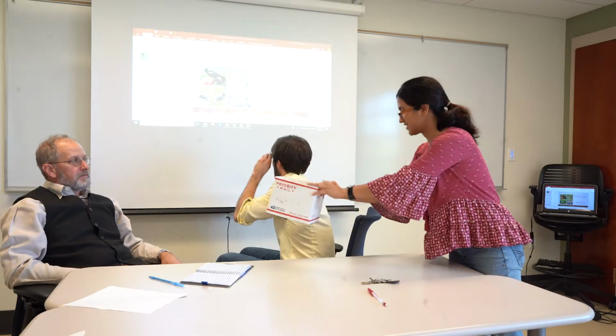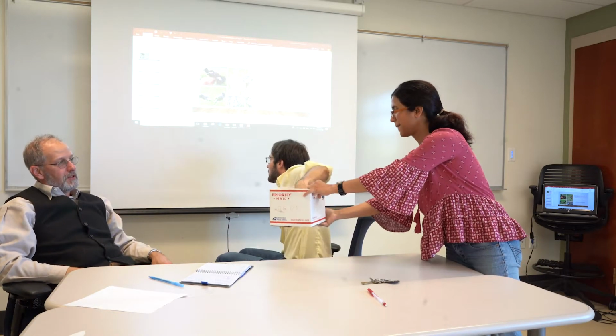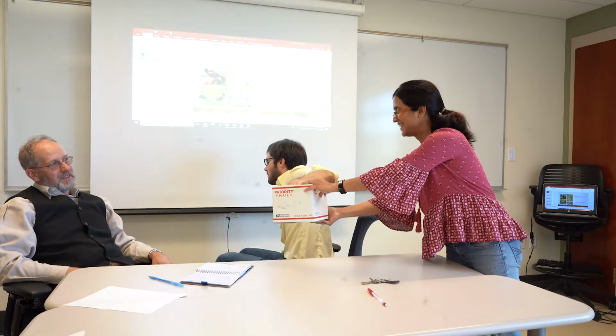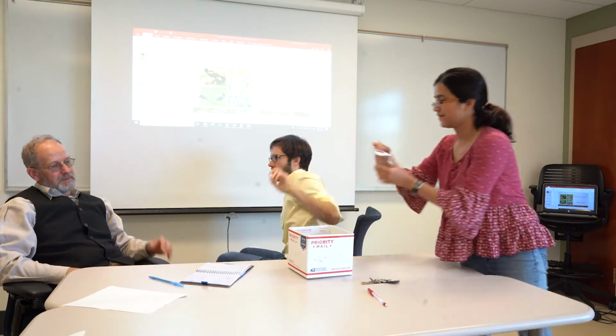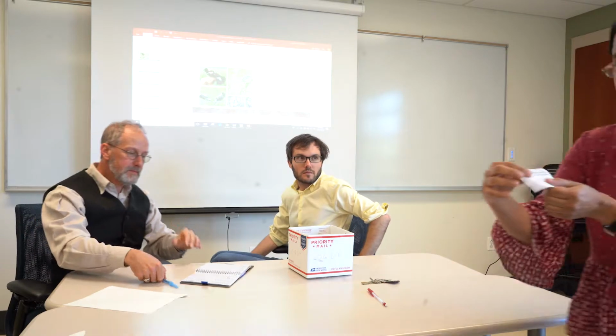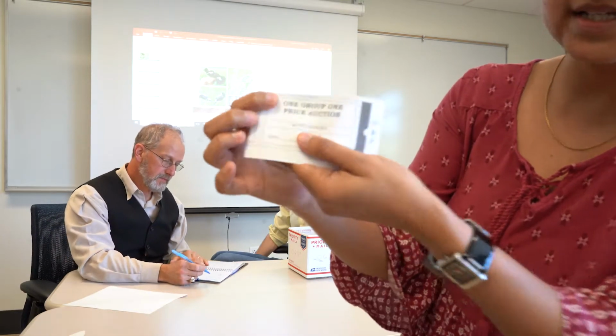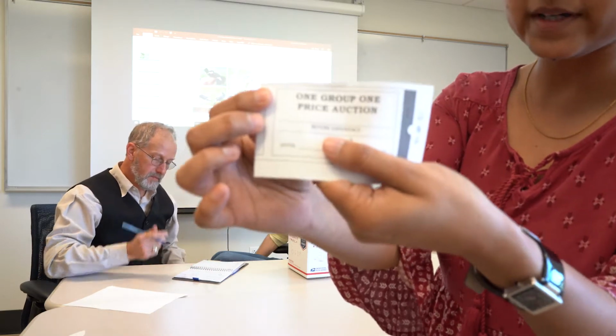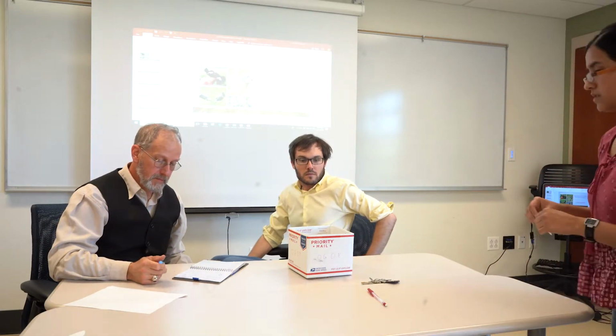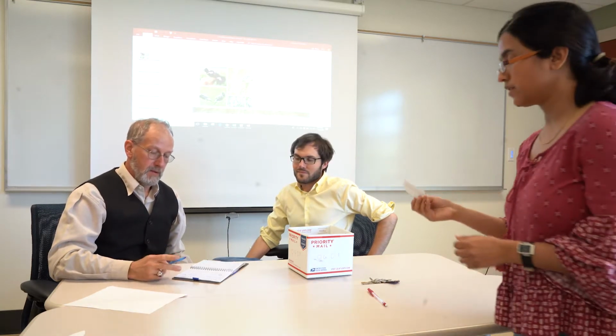So we're going to mix them up. Let's go. Mix a little. All right, thank you. So we picked ID number 16, before experience, for the one group, one price payment rule. So we're all done with drawing the offers.